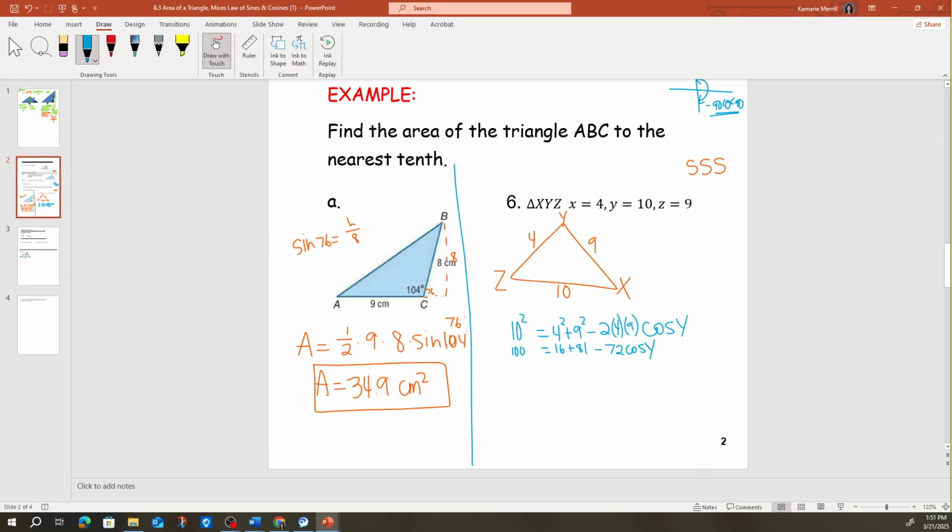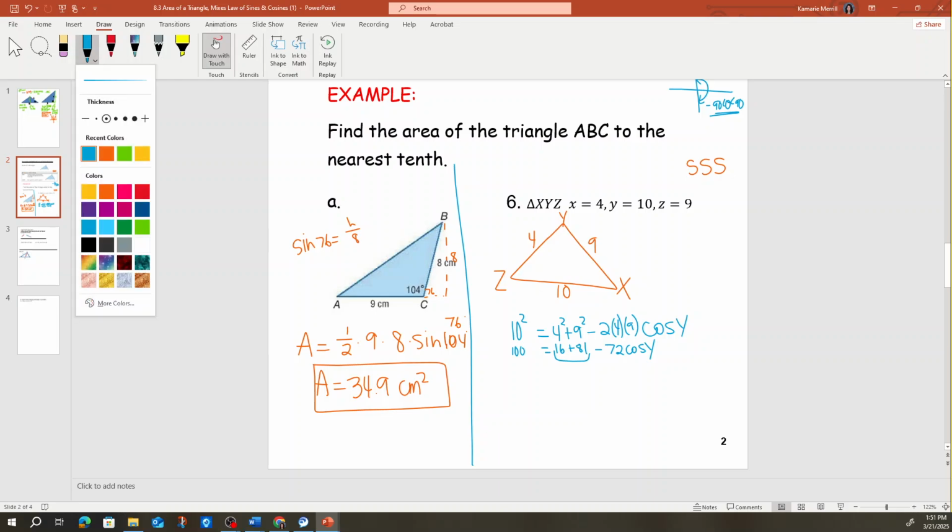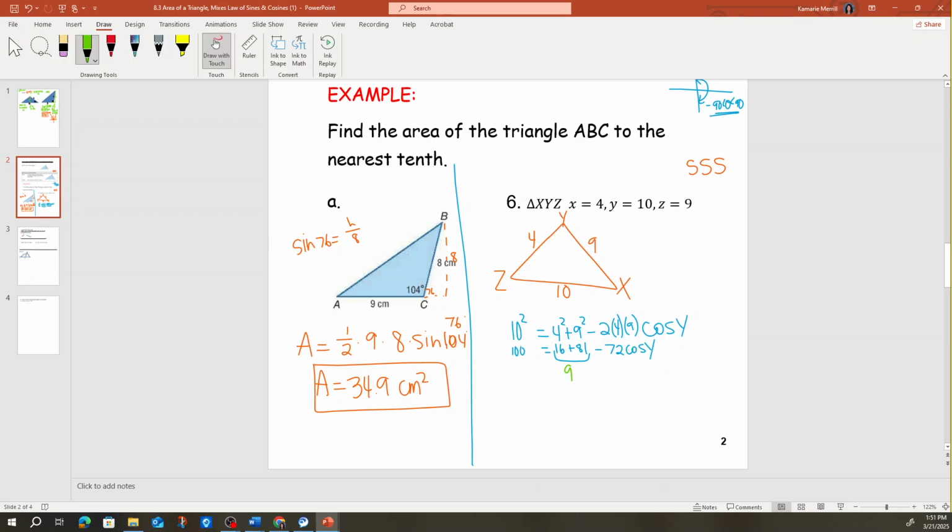Did we get 72? Okay, good. My 16 and 81 gets to minus over. What do they add to? 16 plus 81. Is it 97? Let's minus that 97 over. So that's a 3. And then what can I do with the 72? Let's go ahead and divide it.